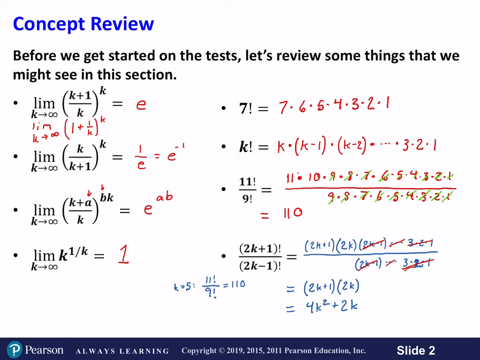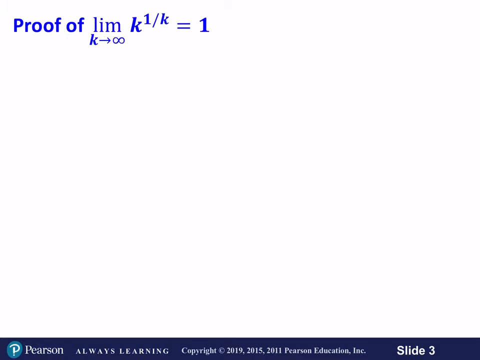All right, great. So next, let's do the proof of this limit, as k goes to infinity, of k to the 1 over k power equals 1. The way to go about doing this is to use L'Hopital's rule. So hopefully you remember some of this idea from calculus 1. What we're going to do is rewrite this as e to the natural log of k to the 1 over k. Remember, if you take e and a natural log, that doesn't change the value of the function, so we can do that. The whole purpose of doing this is to rewrite it like this.